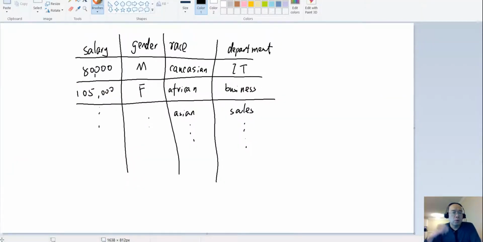Okay, so here we have a dataset of employees, and in this dataset we have the salary, the gender, the race, and the department. So for this dataset, how do we use k-means to cluster the samples? Think about that.